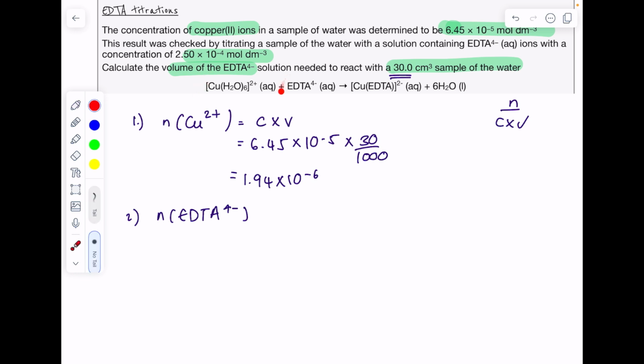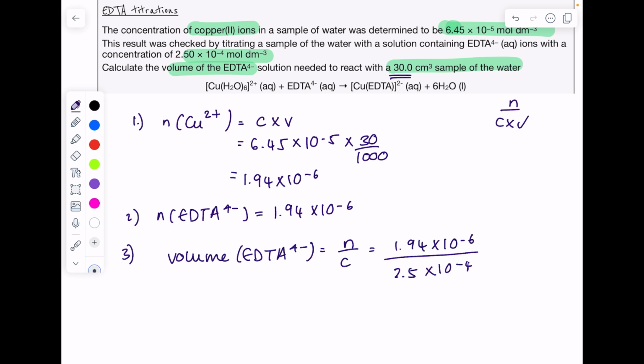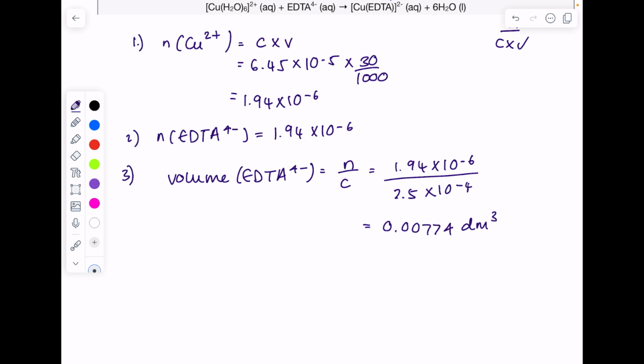So we can see they react in a 1-to-1 ratio, so we can therefore infer that the number remains the same. And then lastly, let's find the volume of EDTA4- needed. And then the last step to convert that into centimeters cubed is multiplying by 1,000.